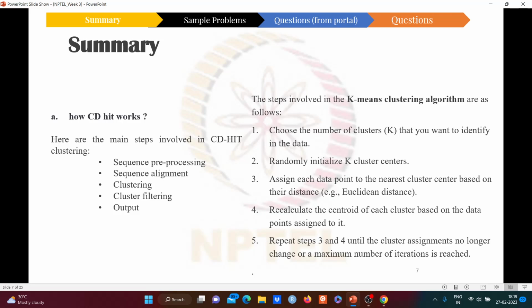So the steps involved in the K-means clustering algorithm are: the first step is to choose the number of clusters that we have to build. That means the number of representative sequences that we require. This step requires some prior knowledge or intuition about the data. So you should have an idea of how many distinct groups you want to identify.